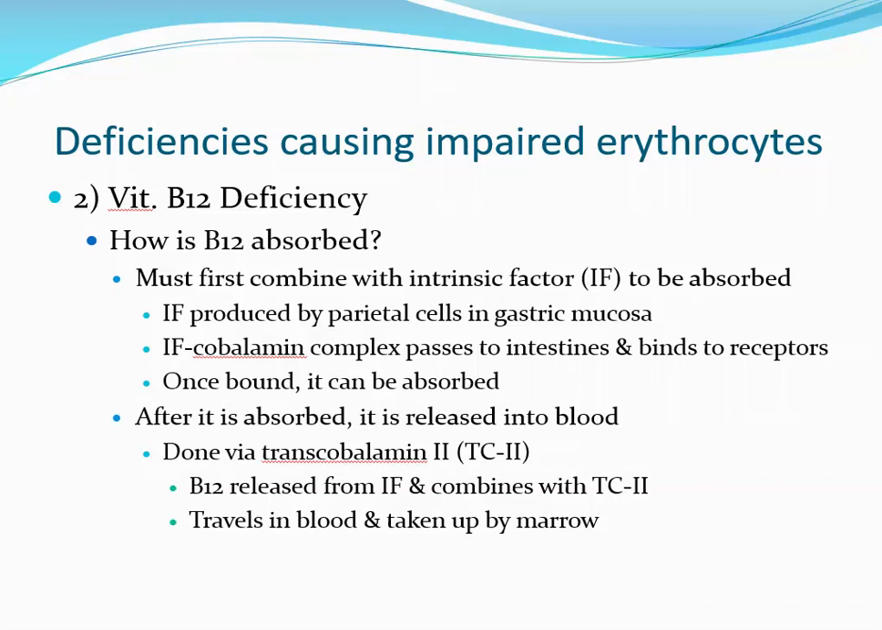Intrinsic factor plus cobalamin then pass to the intestines. Here they will bind to receptors on the epithelial lining of the ileum and then be absorbed. They can only be absorbed after they bind. Once absorbed, B12 must be released into the blood. This is done through another material called transcobalamin 2, or TC2. This will release B12 from intrinsic factor, and then B12 combines with the TC2. B12 then travels in this way through the blood and will be taken up by the bone marrow.